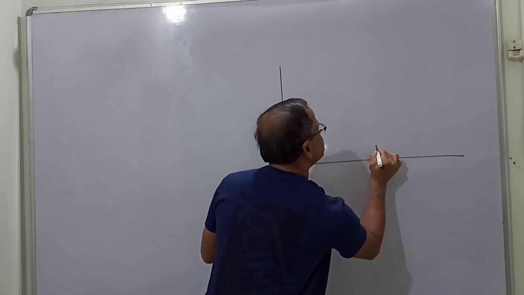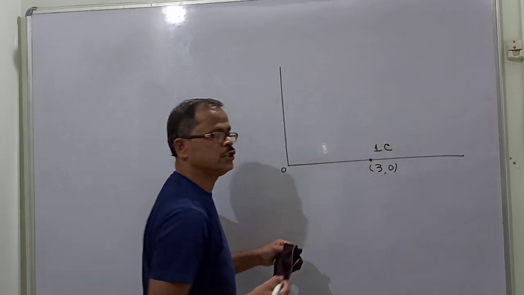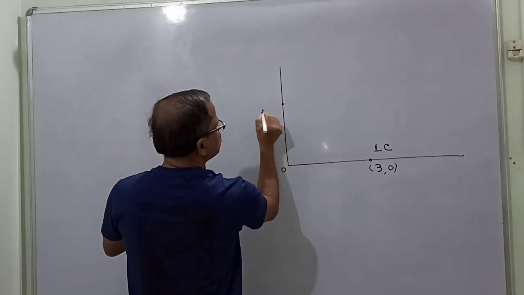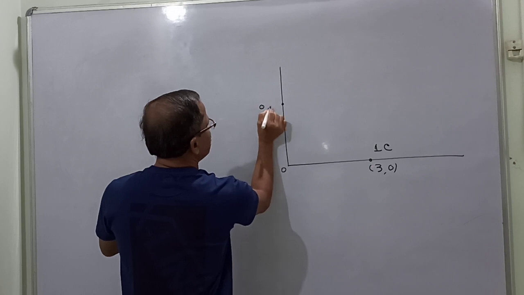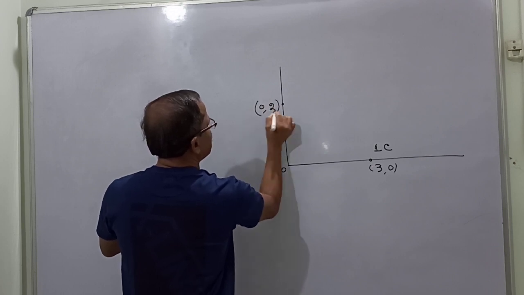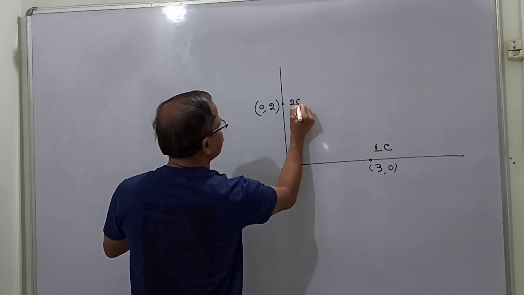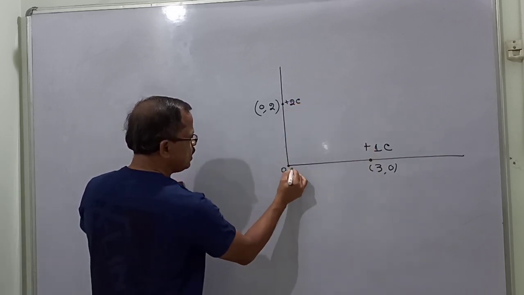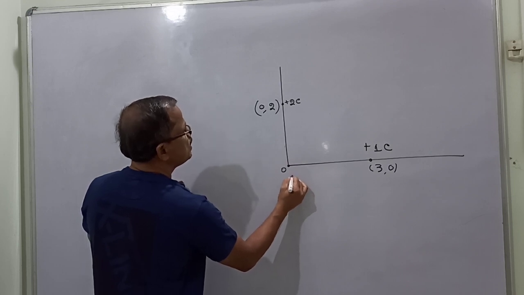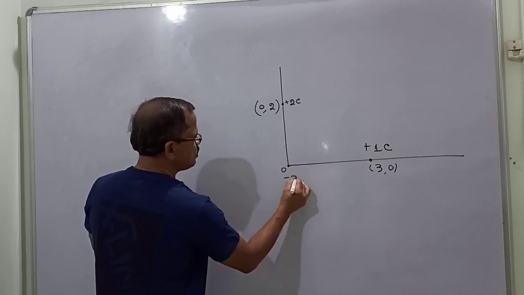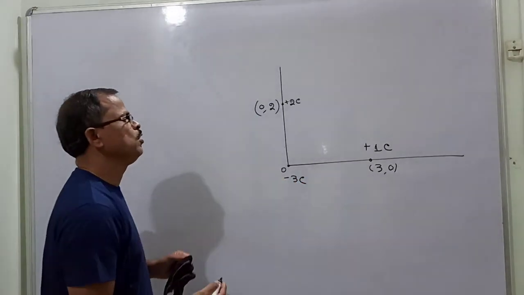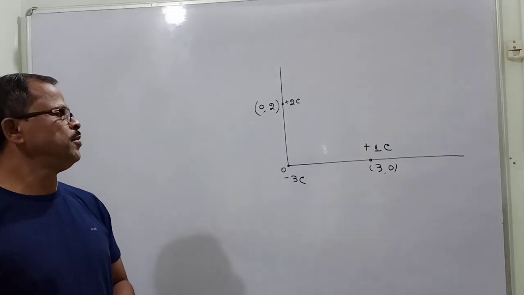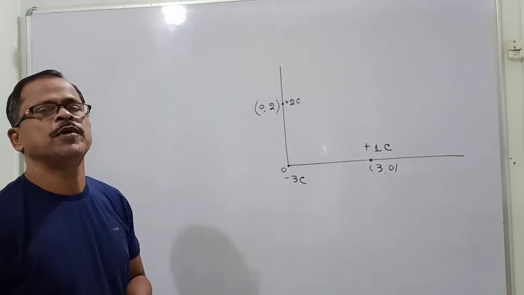And the charge kept here is 1 coulomb. Another charge is kept here, at coordinate (0, 2), and the charge is plus 2 coulomb. Plus 2 coulomb, plus 1 coulomb. And at the origin, a charge is given that is equal to minus 3 coulomb. So the question is, find out the net dipole moment of the system.